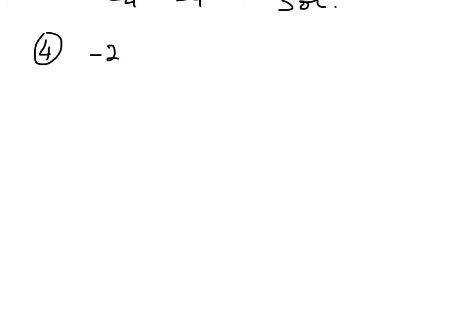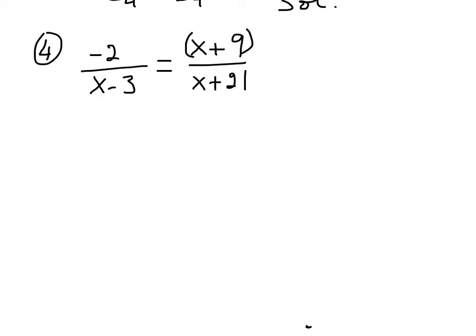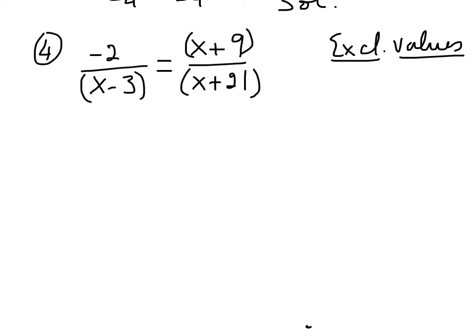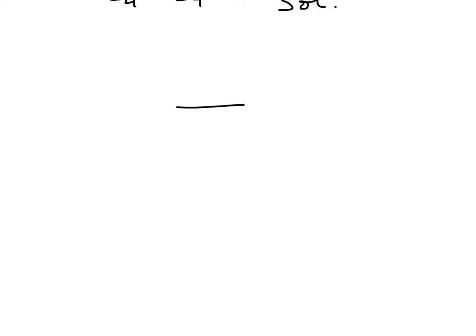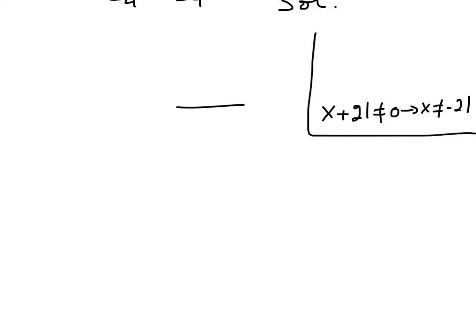Number 4, you have negative 2 divided by x minus 3 equal to (x + 9) over (x + 21). I want you to put parentheses everywhere you see quantities. The first thing we want to do is the excluded values. Excluded values are the values that make our denominator equal to 0. The first denominator is x minus 3. It cannot equal 0, meaning x cannot equal 3. Now the second denominator, we want to make sure it doesn't equal 0, meaning x cannot equal negative 21. Those are the values we want to exclude.